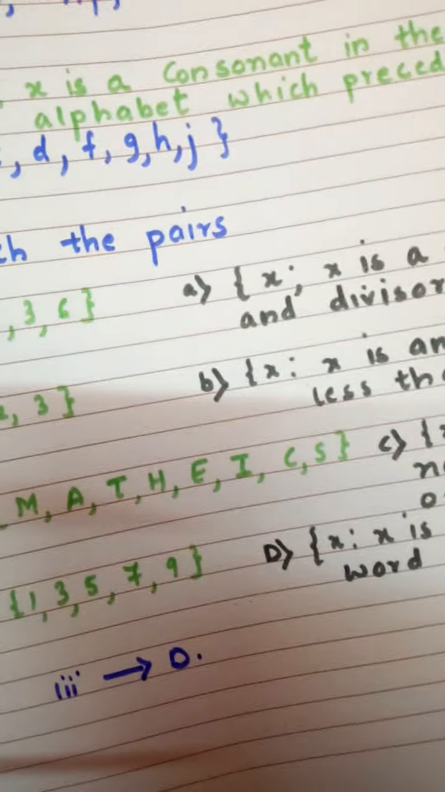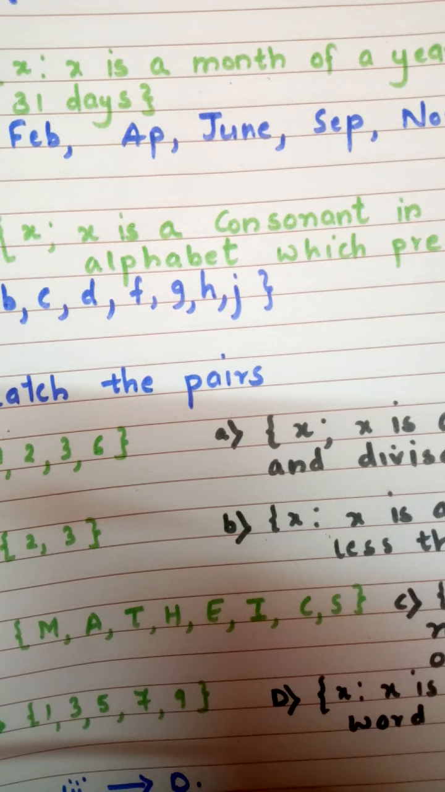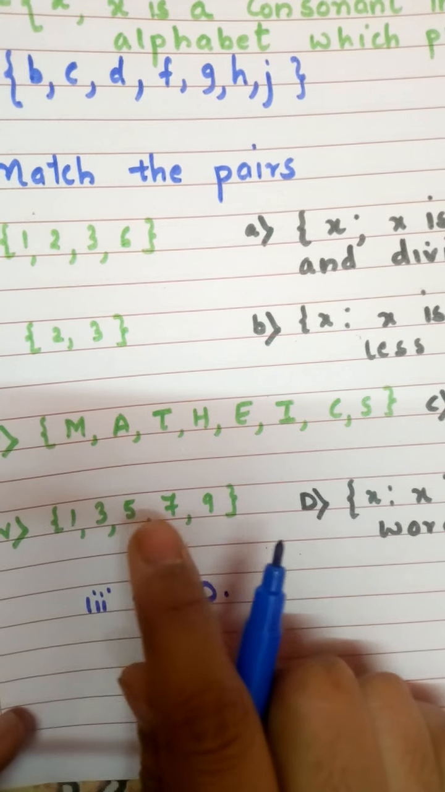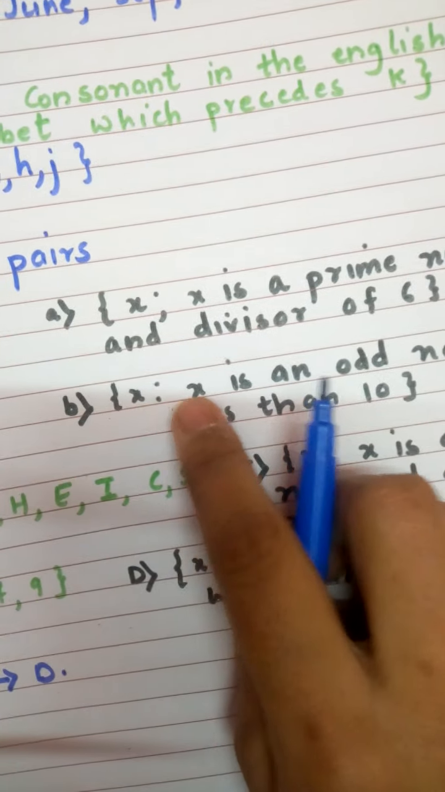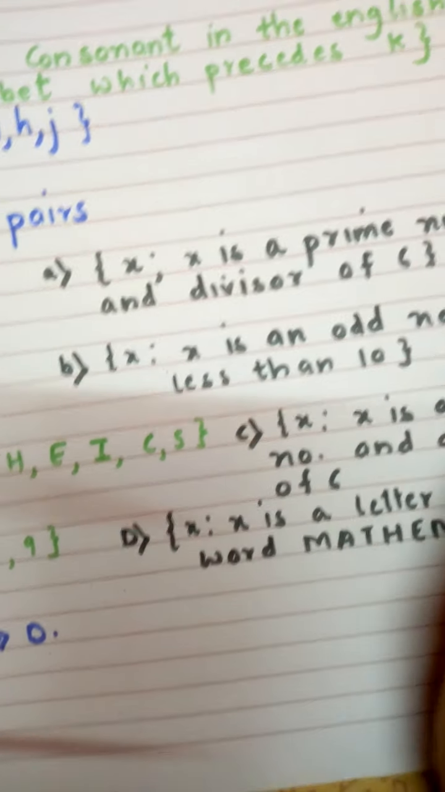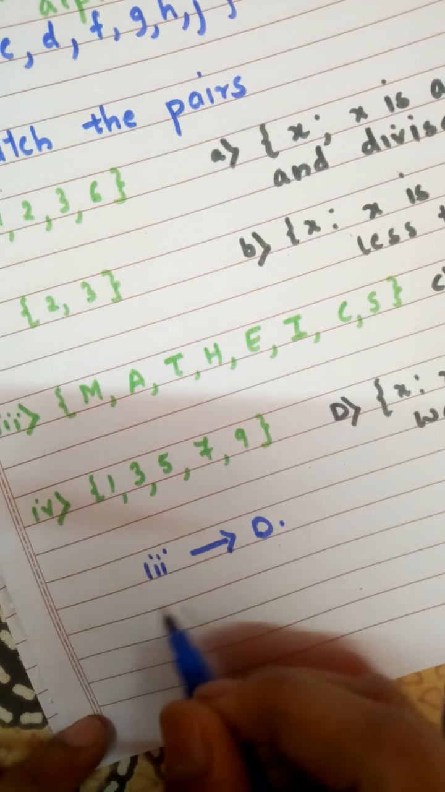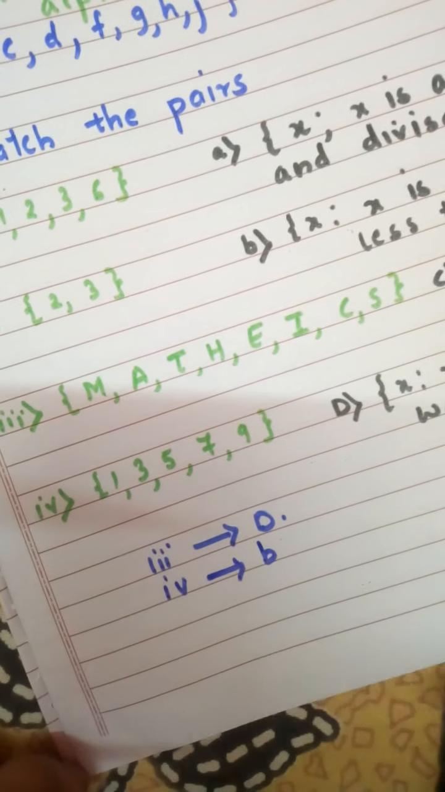Okay, so now coming to the first question, before that we'll see the fourth one. It says 1, 3, 5, 7, 9, and here we have an option, that is {x such that x is an odd natural number less than 10}. Okay, so the fourth will go with B.